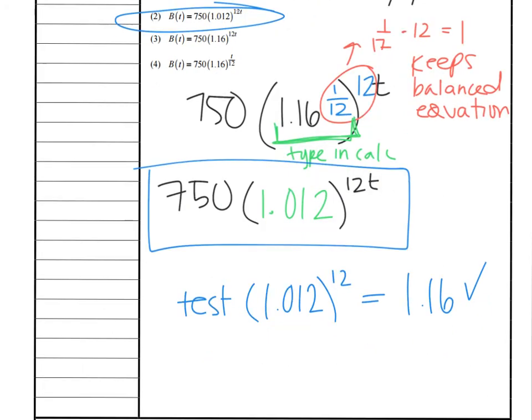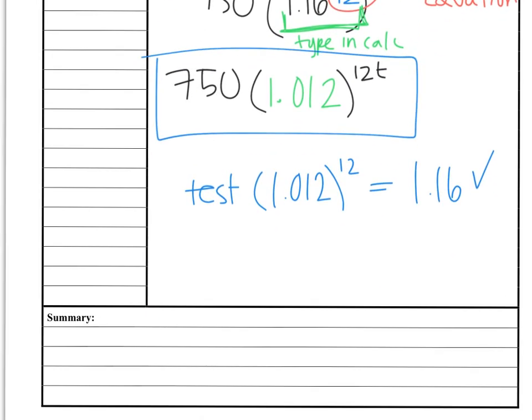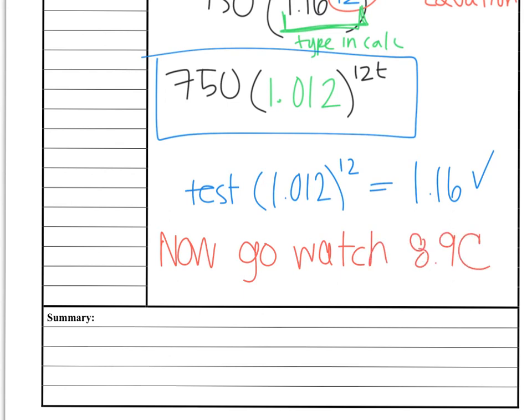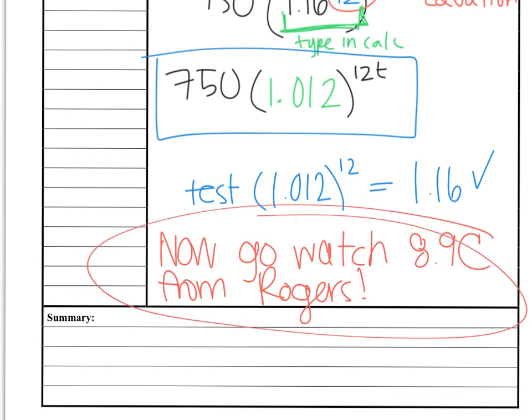Okay, so now this is video A and B. Now go watch 8.9C from Rogers. Okay, so now you've got to watch the third part because A, B, and C are due next class.